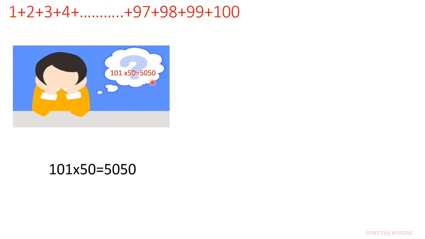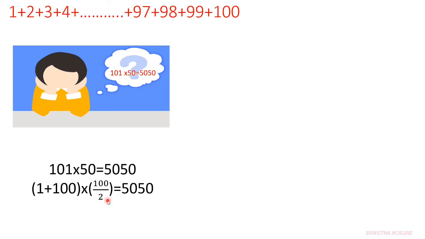How did the child get the answer? The student added the first term and the last term. 100 plus 1 will be 101. After that, how did he get the 50? He got that 50 by taking the total number of terms. Total number of terms is 100, so 100 by 2 will be 50. Therefore, 101 into 50 will be 5050. Now I will write this relation as 1 plus 100 into 100 by 2, that is equal to 5050. By using this relation, I wanted to deduce another formula.